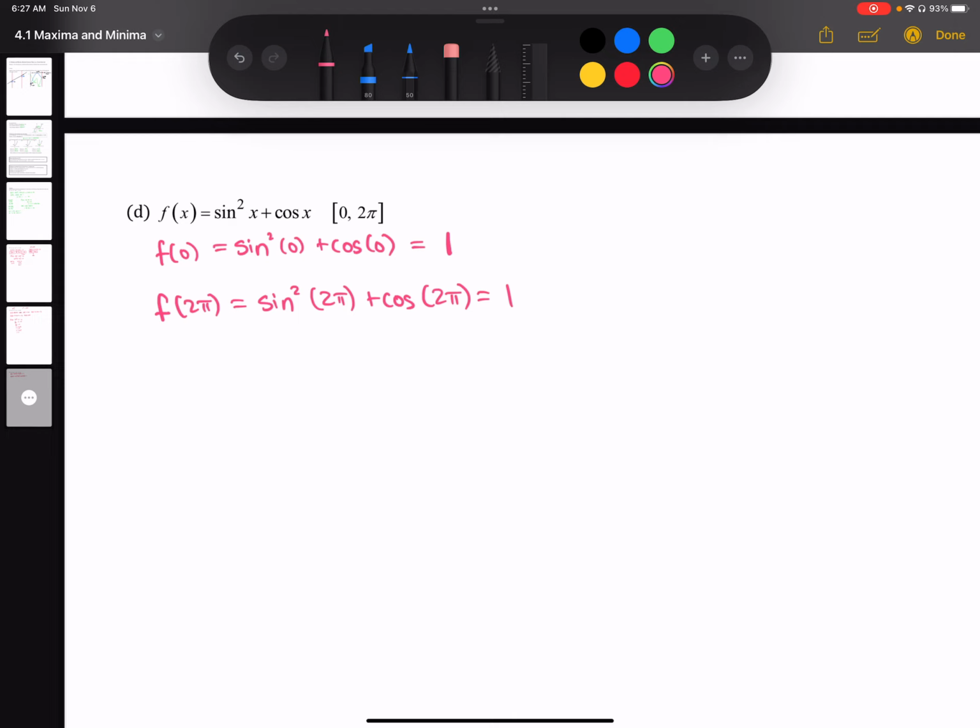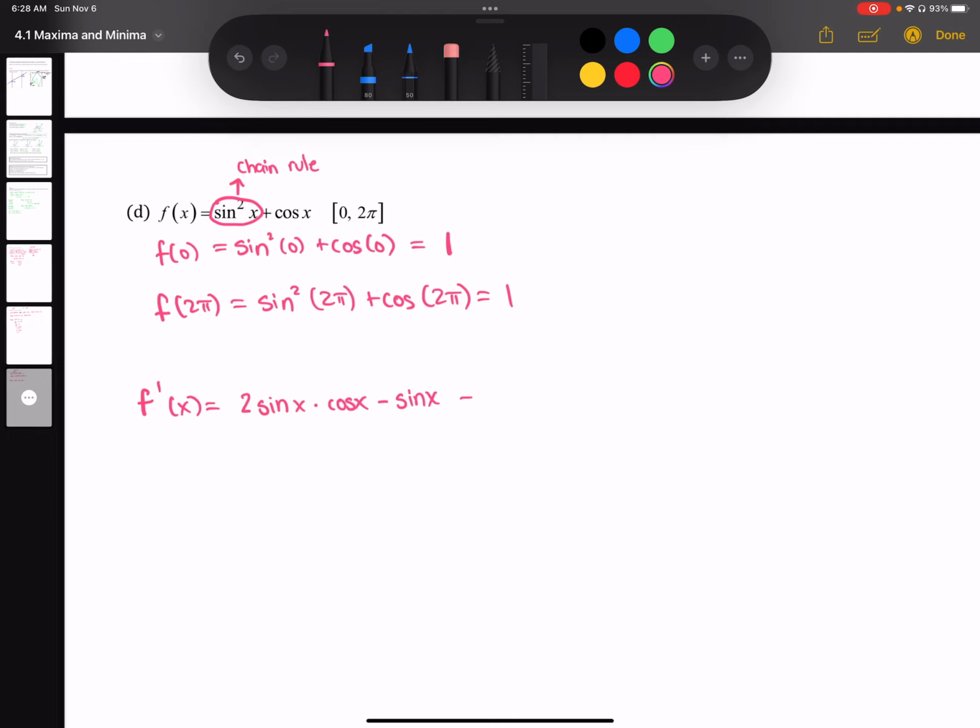So we could have critical values inside the interval. Let's see then. So f prime of x. So the derivative of sine squared is 2 times sine to the first power multiplied by the derivative of sine, which is cosine x, and the derivative of cosine x is negative sine x. So remember the chain rule. This derivative requires the chain rule.